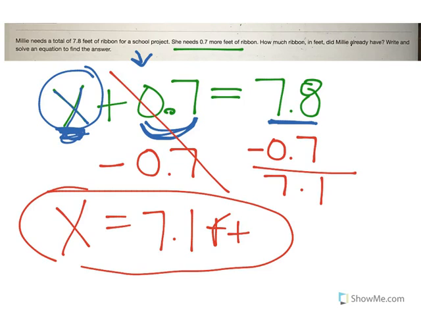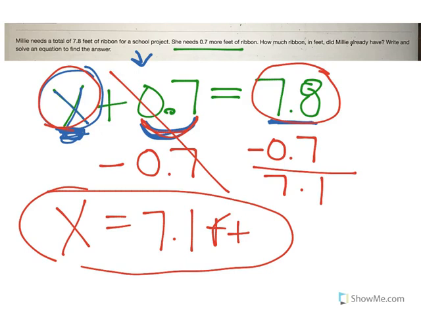So how do we do this? Millie needs a total of 7.8 feet of ribbon. So that's how much she needs. She started off with some, but I know she needs a little more. So we set it up, and then we solve it algebraically, isolate the variable, get that constant, 7/10.